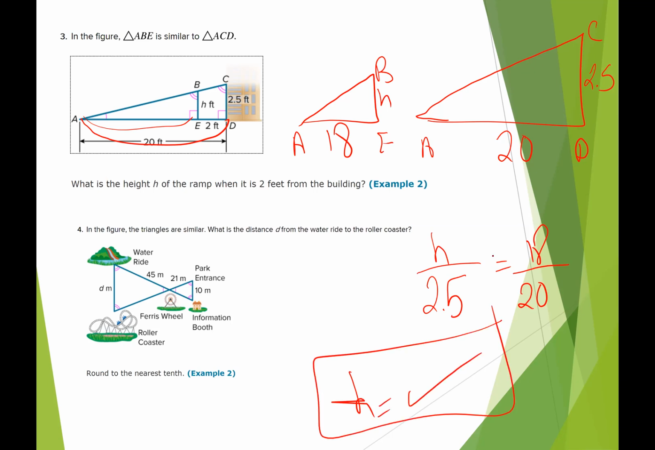So in this lesson, 9.5, there is only one idea, which is how to find the missing dimension or the missing sides while using similarity.